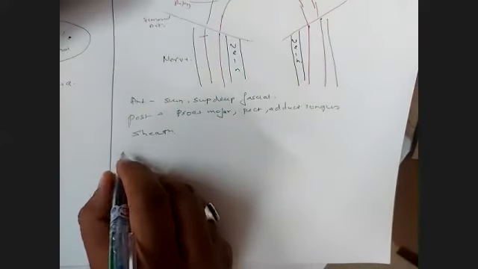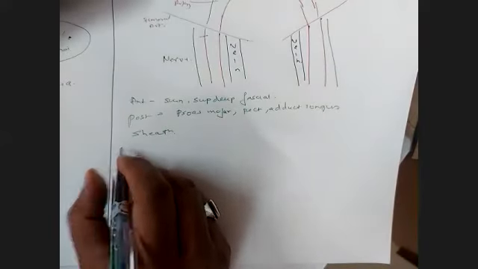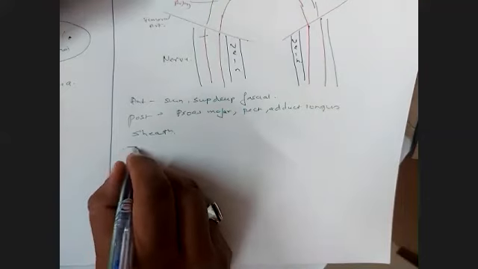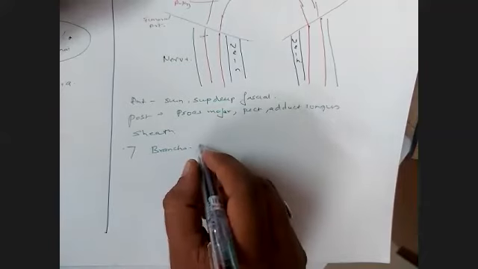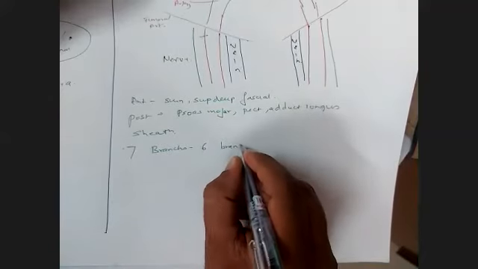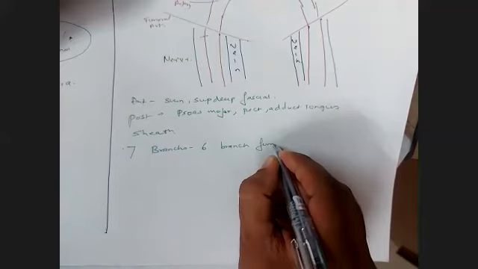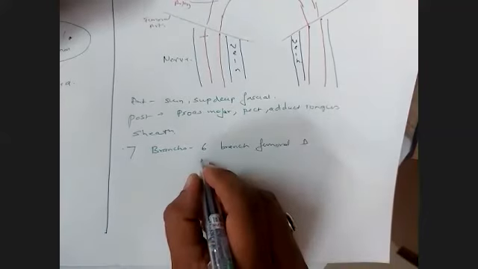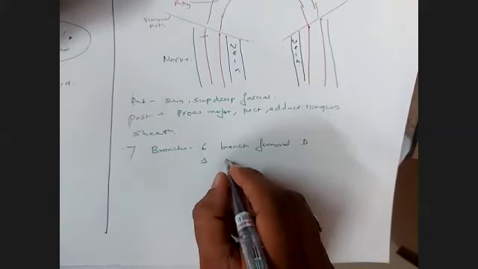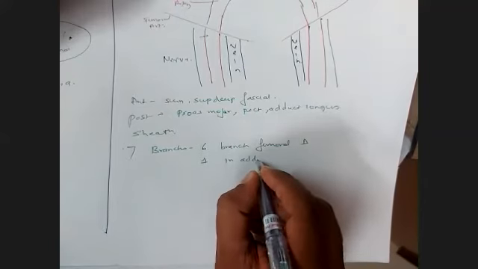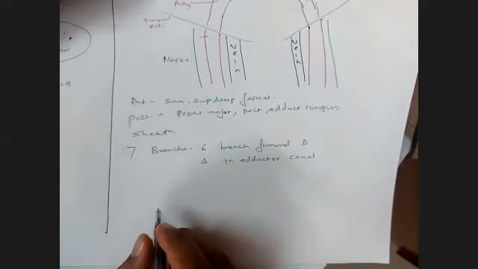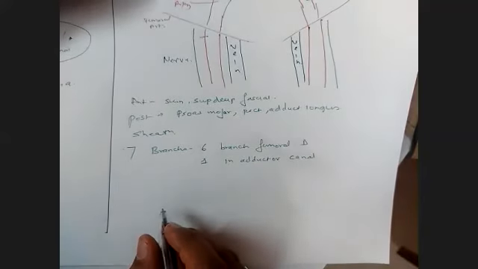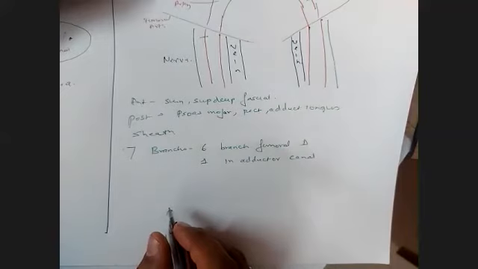And it has a total of 7 branches, out of which 6 branches are given in the femoral triangle. And 1 branch is given in adductor canal. Where the femoral triangle ends, the adductor canal starts, which we'll be discussing in our next session.